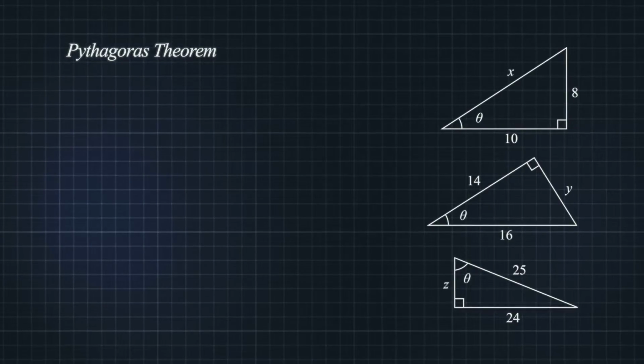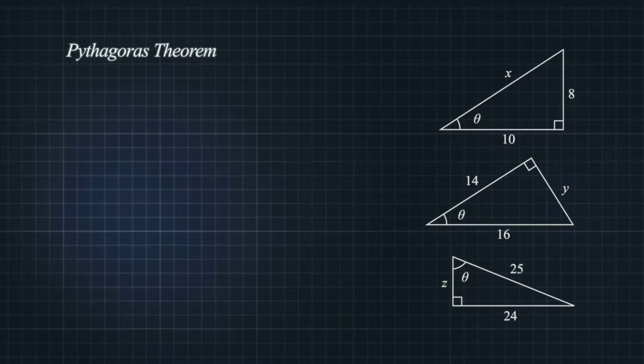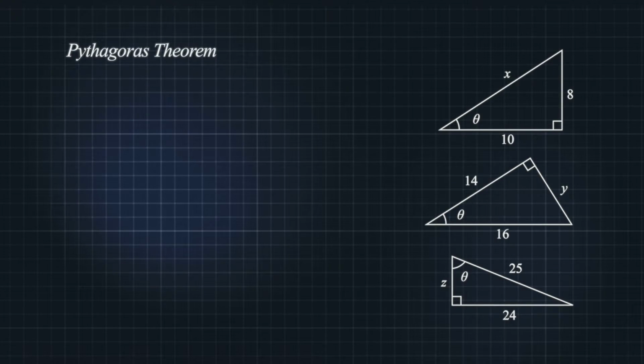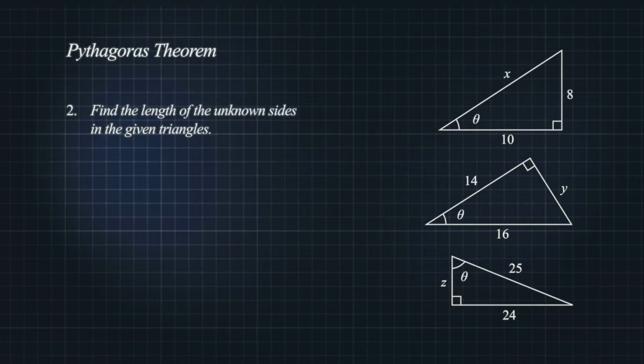Welcome back to the second question related to Pythagoras Theorem in our series, Geometry Step by Step. Question 2. Find the length of the unknown sides in the given triangles.